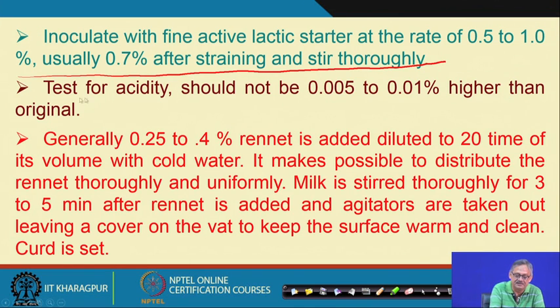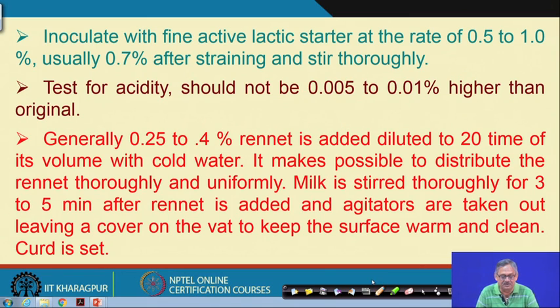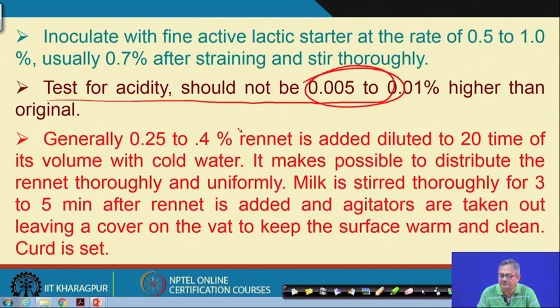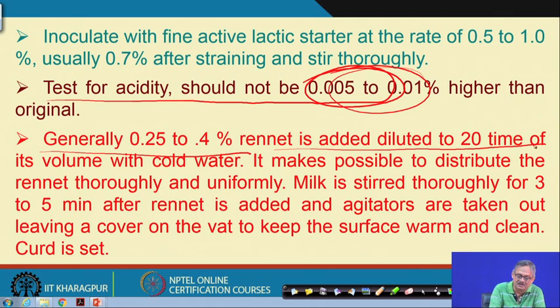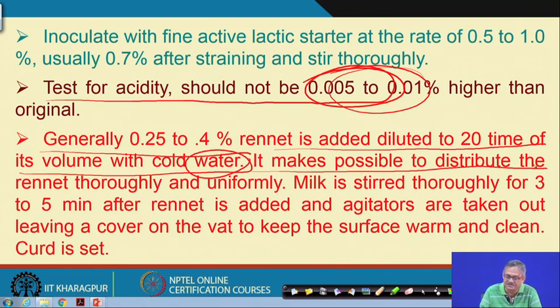Test for acidity, and that should not be more than 0.005 to 0.01%, right. Originally 0.25% to 0.4% rennet is added, diluted to 20 times its volume with cold water, and it makes it possible to distribute the rennet thoroughly and uniformly, because you are diluting. That is why the rennet which you are adding goes uniformly all over the milk, so that localized fermentation is not there, right.